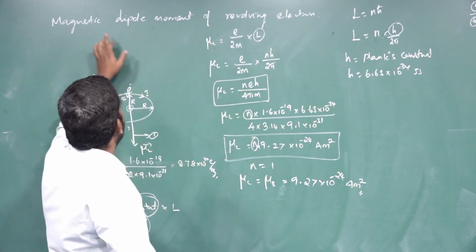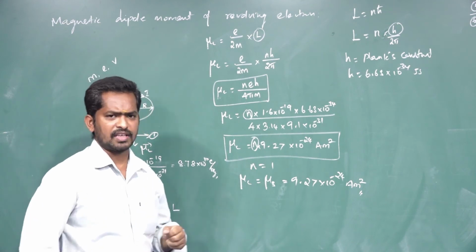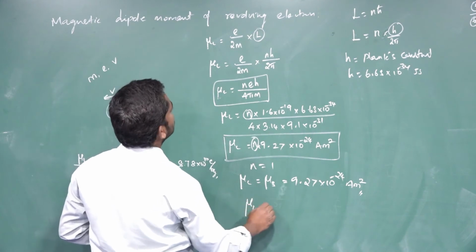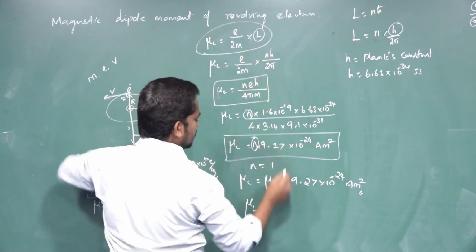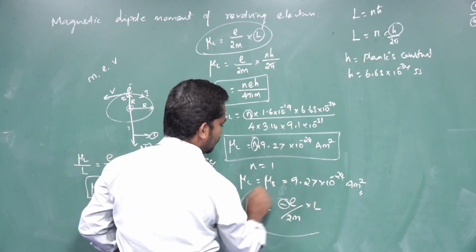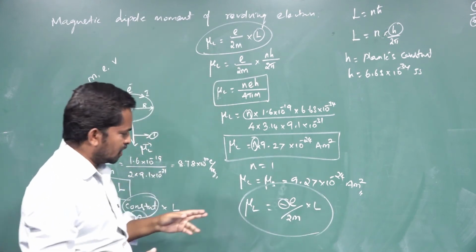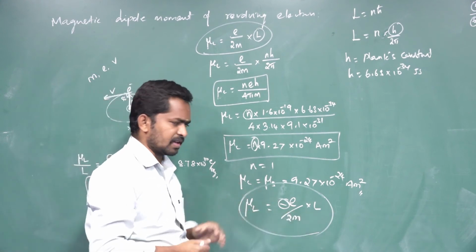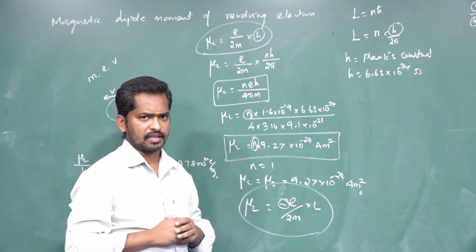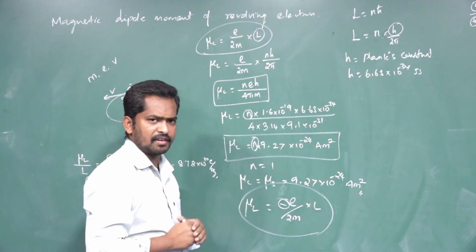This is the magnetic dipole moment of a revolving electron. Another one is very important. In our textbook, mu L is equal to minus e divided by 2m into L. The negative sign is very important. What does the negative sign indicate? It indicates the direction of mu L relative to the direction of L. Here L is also a vector quantity, and mu L is also a vector quantity. The negative sign indicates that the direction of mu L is opposite to the direction of L.